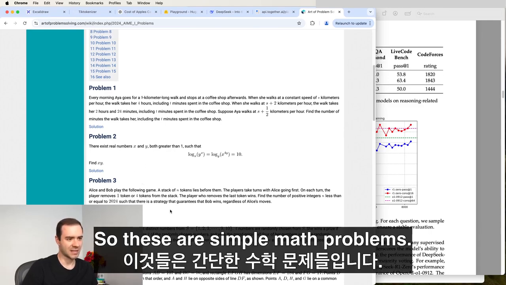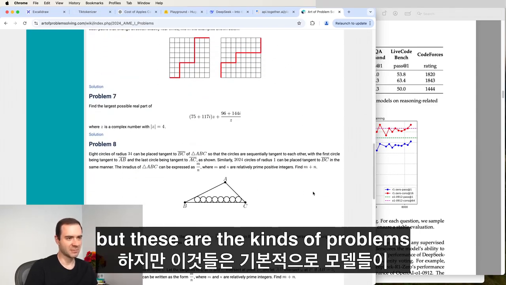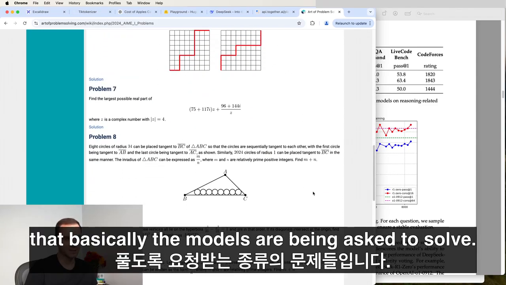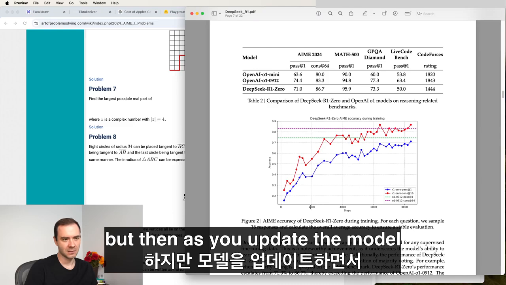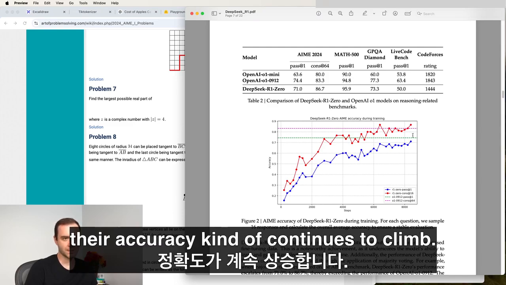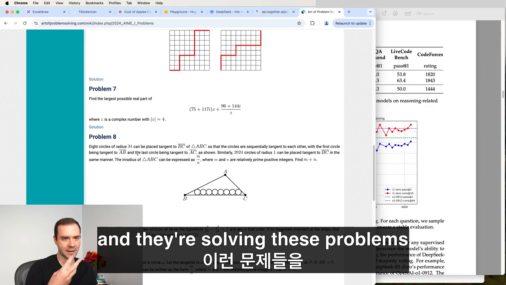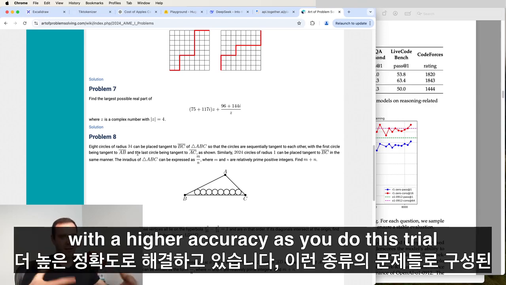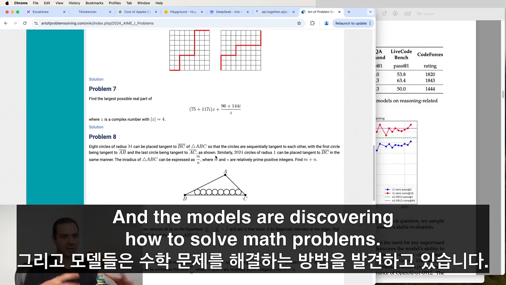So these are simple math problems. You can pause the video if you like, but these are the kinds of problems that the models are being asked to solve. You can see that in the beginning they're not doing very well, but as you update the model over many thousands of steps, their accuracy continues to climb. So the models are improving and solving these problems with higher accuracy as you do this trial and error on a large data set of these kinds of problems. The models are discovering how to solve math problems.